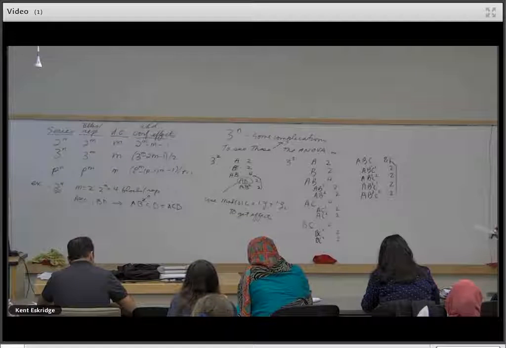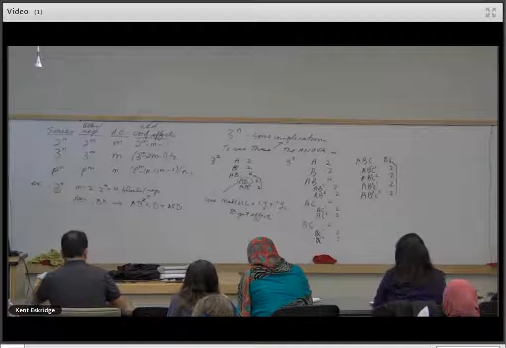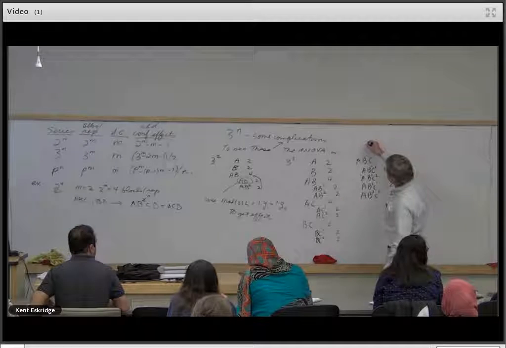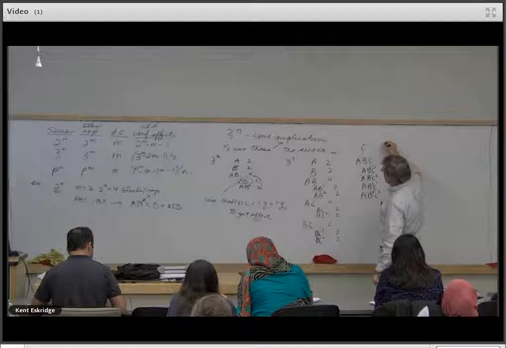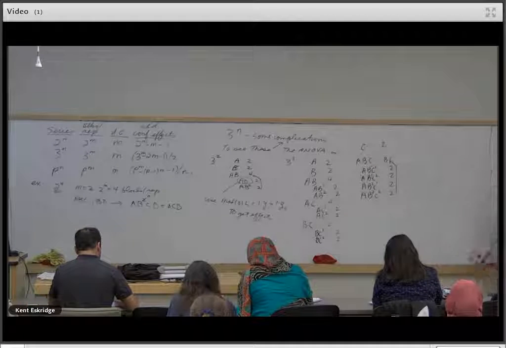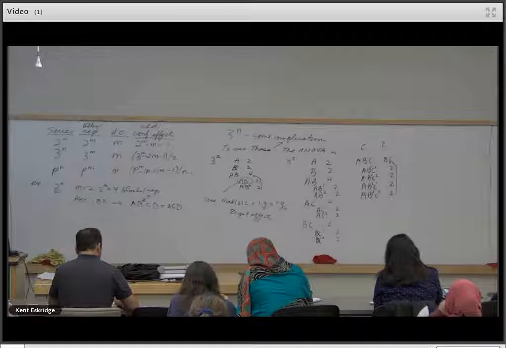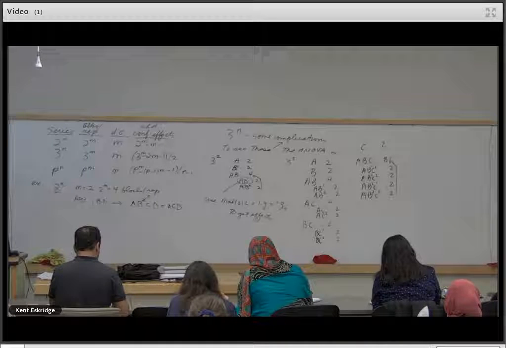Is there a reason you don't have C by itself? Oh, C should be here too, right. So C is 2, sorry. Okay, so I'm just breaking out all my degrees of freedom.